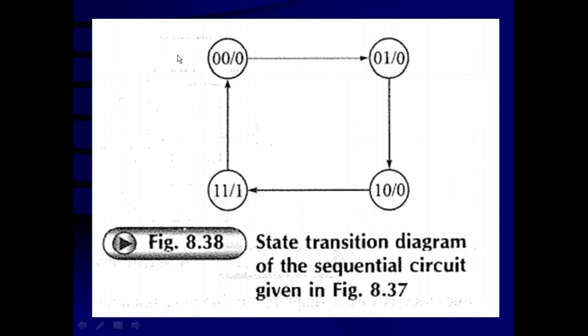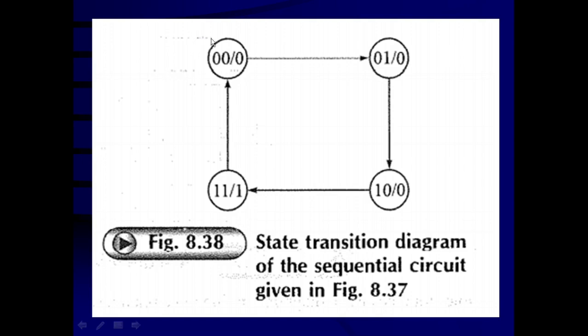So here each state is shown like a circle, and from one state when it makes a transition to another state after 1 clock pulse, there is another circle, then there is a third circle, then there is a fourth circle, and then the cycle is going to repeat, so it comes to the initial state 0 0.